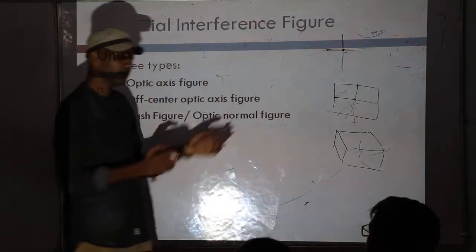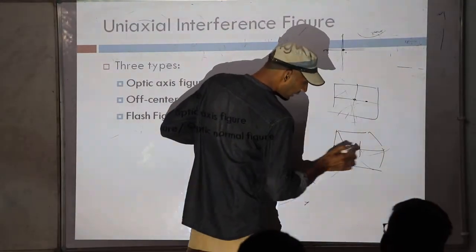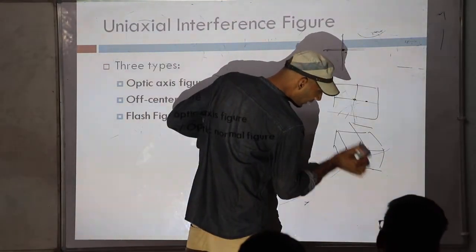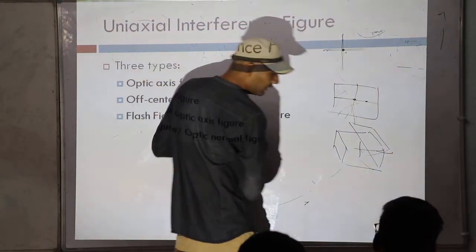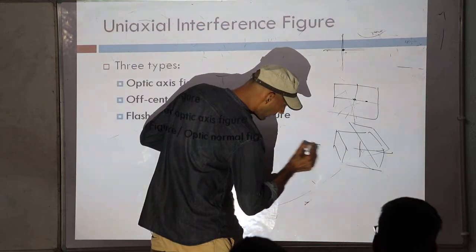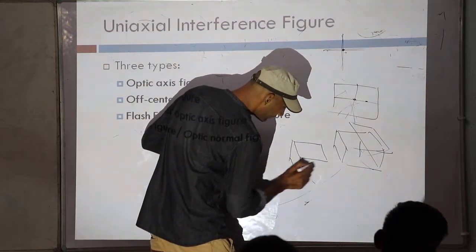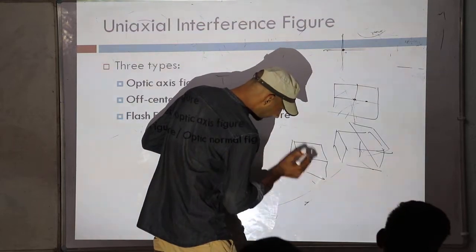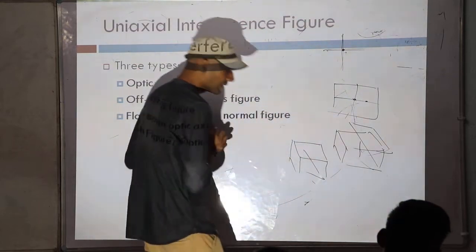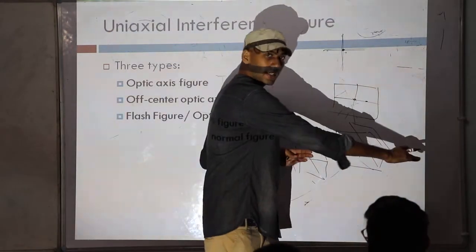What is off-centered? The optic axis is somewhat like here. That means if we are taking a section here, what happens? You are viewing that the optic axis is like this. If we are taking that section, the optic axis is like this. If you are taking this section, right?